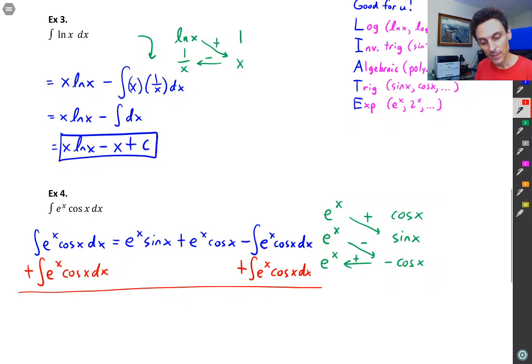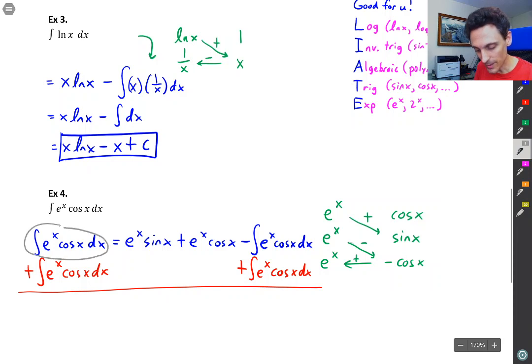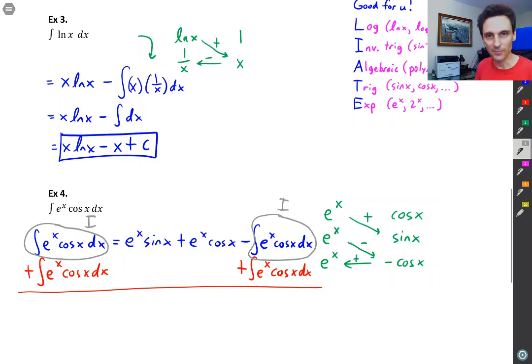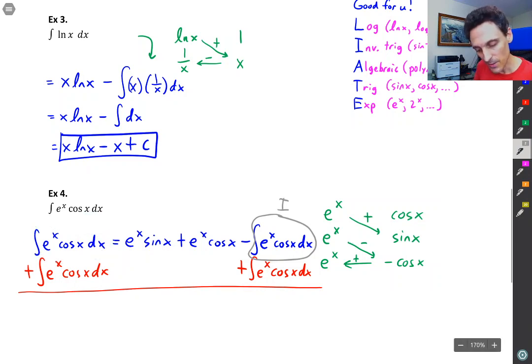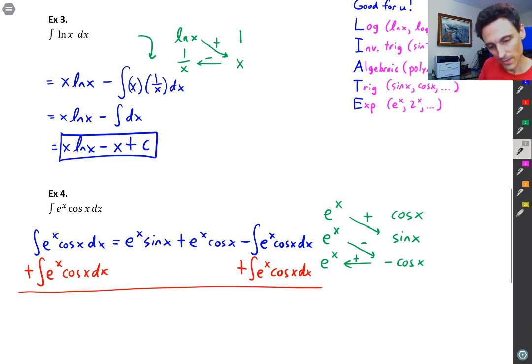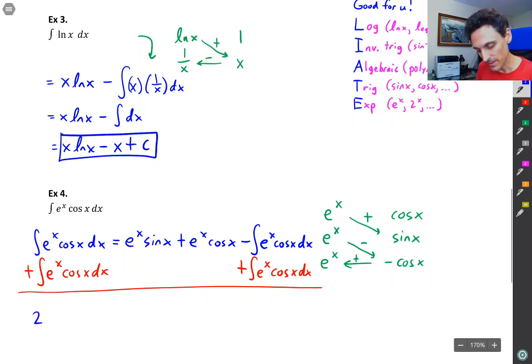In fact, sometimes you'll see in the books that they represent this whole integral with I, and then this integral with I as well. Then you're just adding I to both sides, I standing for integral. We're not going to do that here, but just know that you can do that. Great. So on the left side we have one of those integrals plus another one of those integrals. That's two of the integrals.